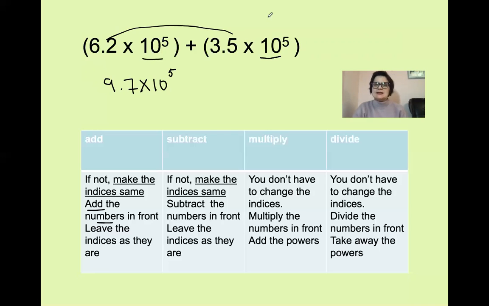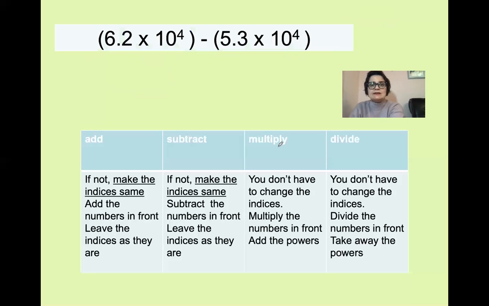It's quite similar to when we do, for example, 2x to the power of 5 plus 3x to the power of 5. So imagine you think of x to the power of 5 as an object. Same object, so 2 plus 3 is going to be 5. So 5x to the power of 5, the same strategy, same thinking. When you add standard form numbers with the same power, just add the numbers, leave the power as it is.